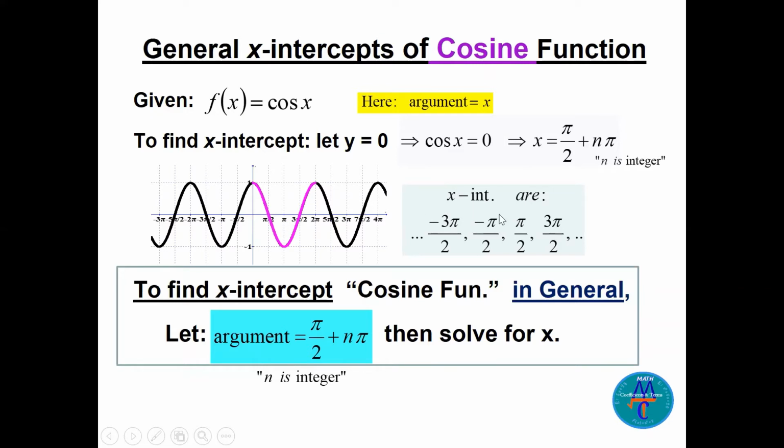So we say pi over 2, 3 pi over 2. You can add n as an integer. You can put n as 1, 2, 3, 4, or 0, or -1, -2, -3, -4. Now to find the x-intercept in general, what do you do? You take the argument equals pi over 2 plus n pi. Please, you have to remember this. Then solve for x and just write n as an integer. So for the simple cosine here, the argument is x. For other functions with different arguments, we will see some examples later.